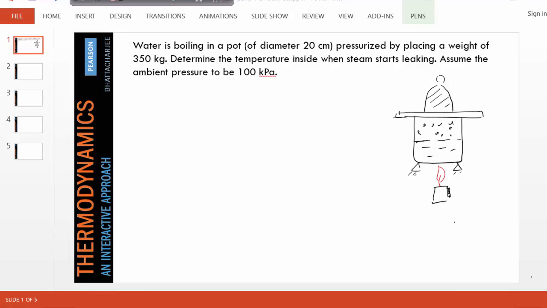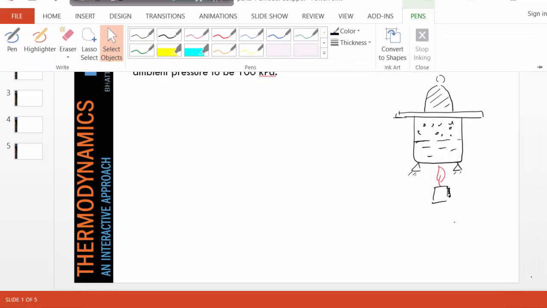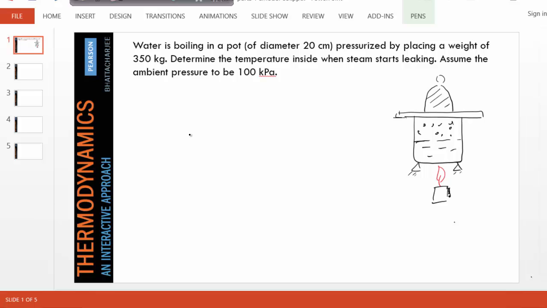Hello. In this problem, which is a very interesting problem, we are boiling water in a pot pressurized by a weight placed on this lid, and we are asked to find the temperature to which the pot can be raised, at which point a leak develops. In other words, the lid gets lifted off. Well, it looks like a very complicated problem, but let's go systematically.